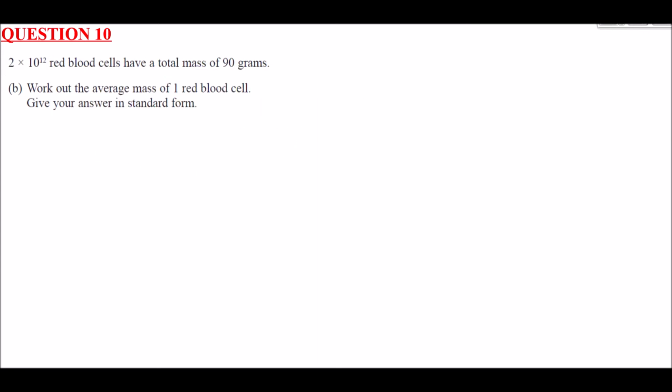For 10B, we're told that 2 times 10 to the 12 red blood cells altogether have a total mass of 90 grams. Work out the average mass of one red blood cell, again give your answer in standard form. So 2 times 10 to the 12 cells have a mass of 90 grams. But we want to work out the average mass of just one red blood cell, so we want just one cell. So what can we divide 2 times 10 to the 12 by to get down to 1?